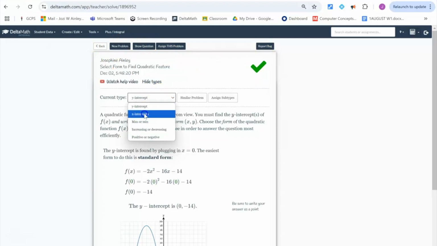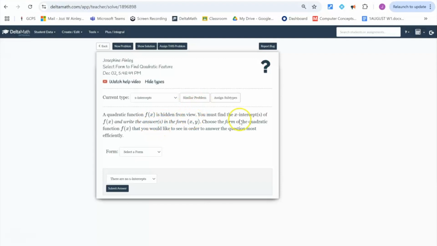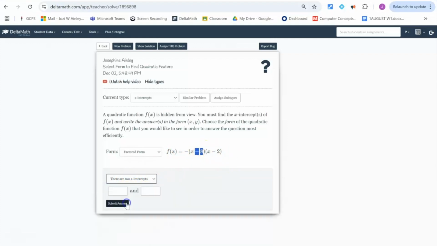All right, let's see. We're doing an x-intercept. What form should I pick? If I'm looking for my x-intercept, I pick factored form or intercept form. And how do I do it? Just the opposites of whatever's in the parentheses. So how many are there? Because there are 2 parentheses, there are 2 x-intercepts.